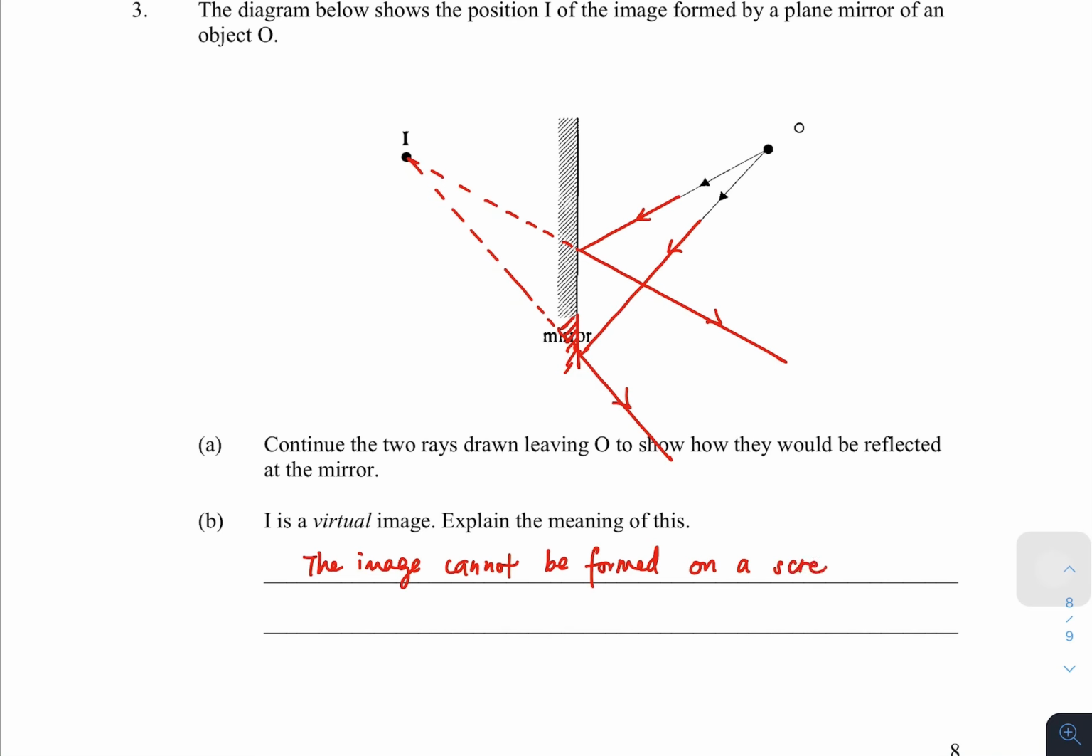Okay, so there you go. All the questions discussed under the reflection worksheet.